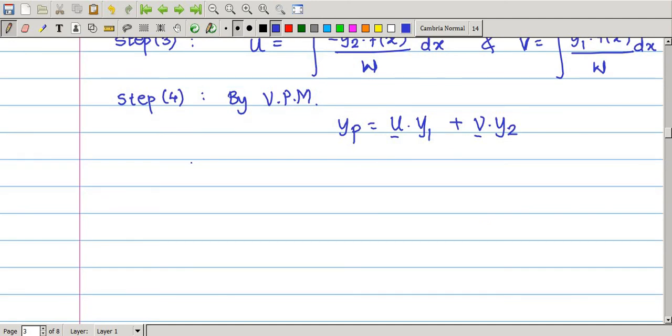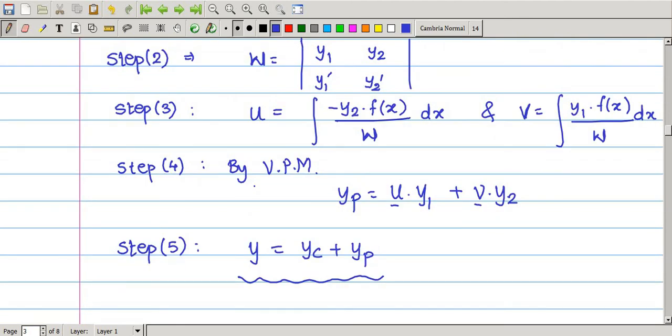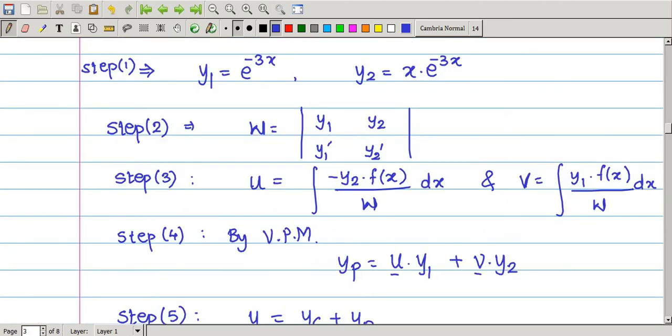We get particular integral. And in step 5, required general solution will be complementary function plus particular integral. And then verify your particular integral obtained by shortcut method and variation of parameters method will be same. So I hope you will solve it by variation of parameters method.